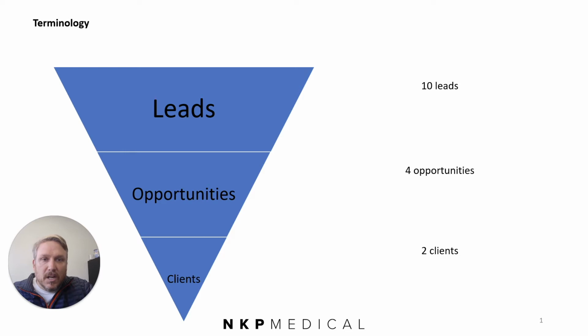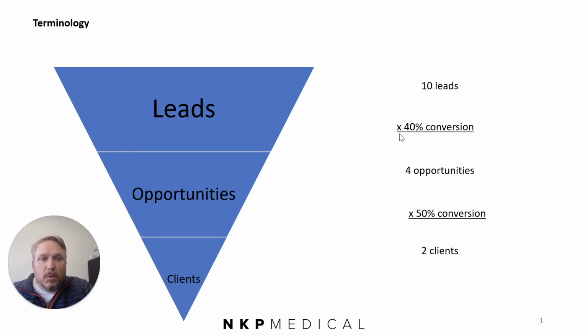And I'll introduce a couple of concepts here also. The ratio that the 10 leads become 4 opportunities is a conversion ratio. And so in this case, 40% of your leads convert into an opportunity. And similarly, there's a ratio of how many opportunities convert into clients. And so in this math, we're using 50% that converts into clients.